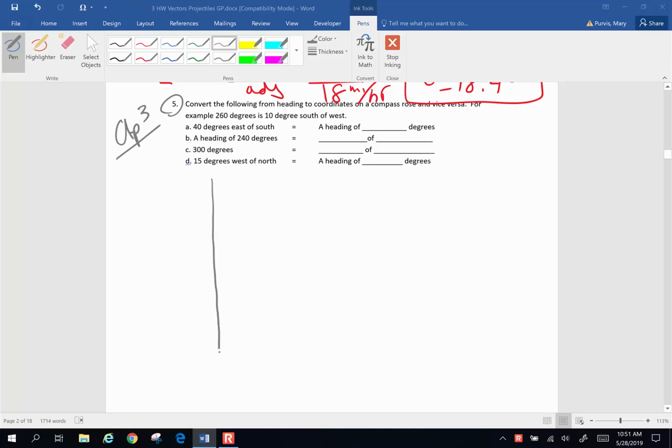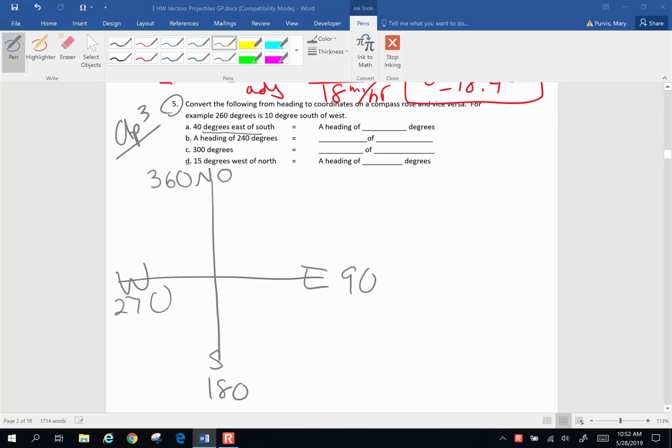I'm just going to draw a nice north-south, east-west compass. And let's see if we can make sense out of this. Okay, 40 degrees east of south. North is 0, east is 90, south is 180, west is 270, and you go all the way around again, north is 360. So 40 degrees to the east of south is going to be a heading of 180 minus 40, or a heading of 140 degrees.